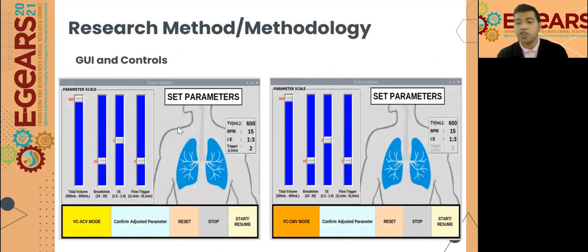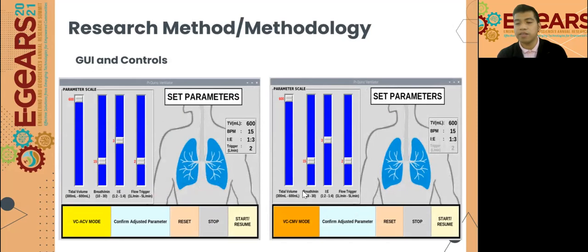Then the GUI also has 4 sliders for the 4 parameters such as the tidal volume, the breaths per minute, the IE ratio, and the flow trigger. By the way, the available range for tidal volume is from 300 to 600 ml.